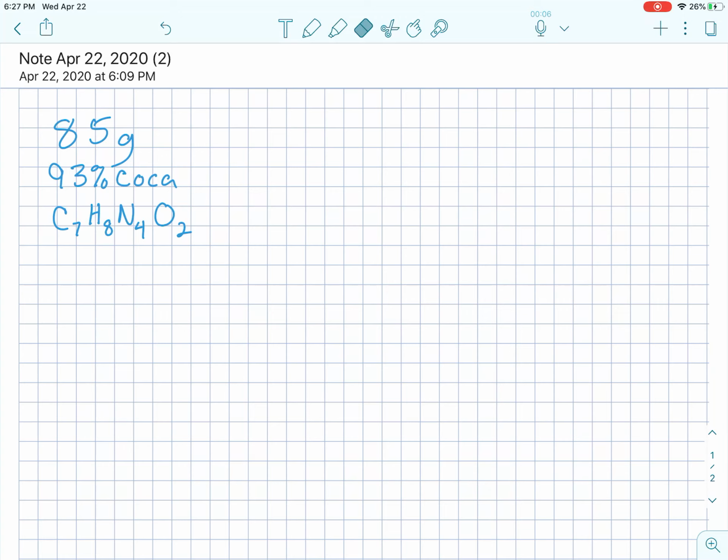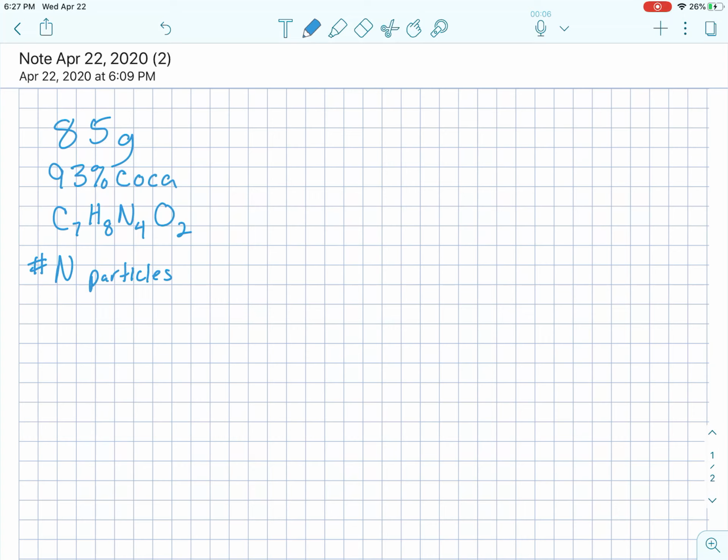So the warm-up today said that I have a chocolate bar, and my chocolate bar is 85 grams, and that 93% of it is the cocoa. And so it wants to know how many nitrogen particles, number of nitrogen particles in my candy bar.